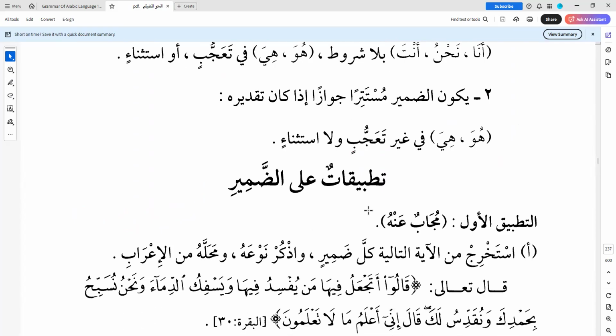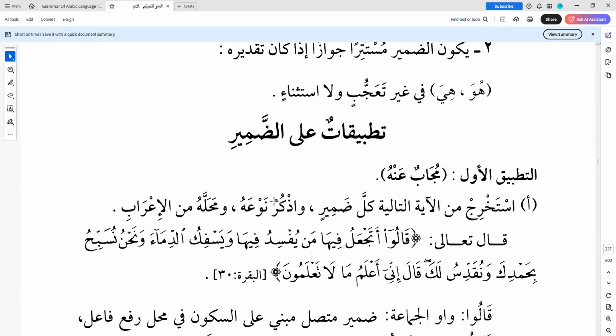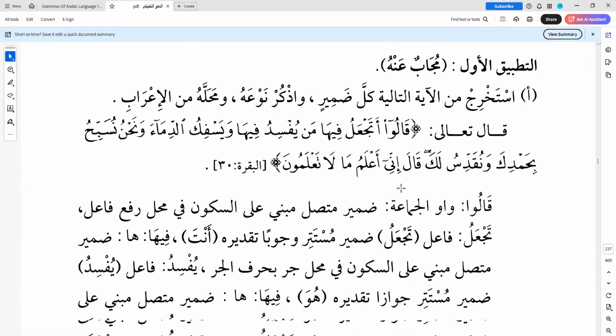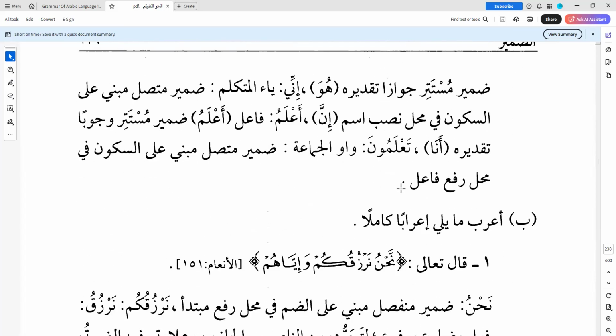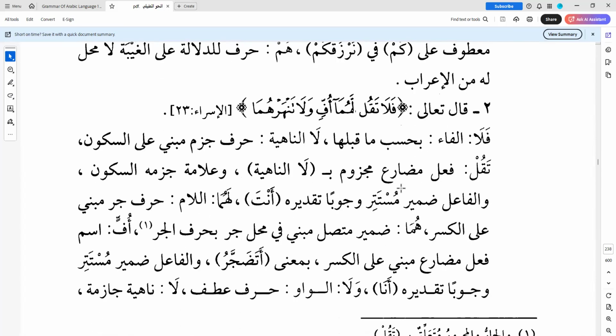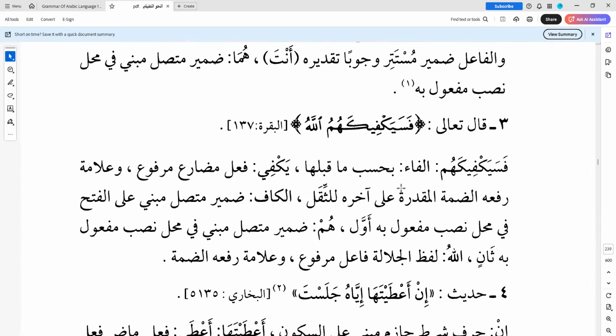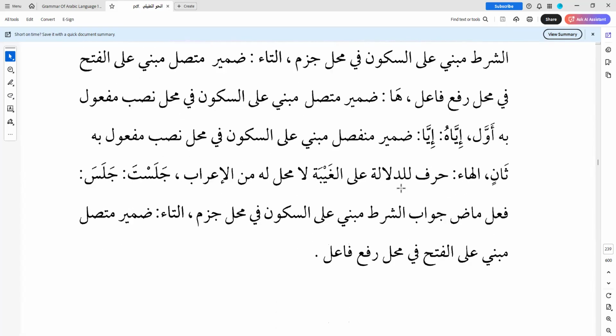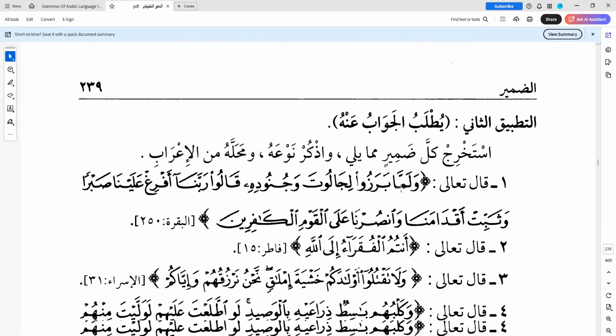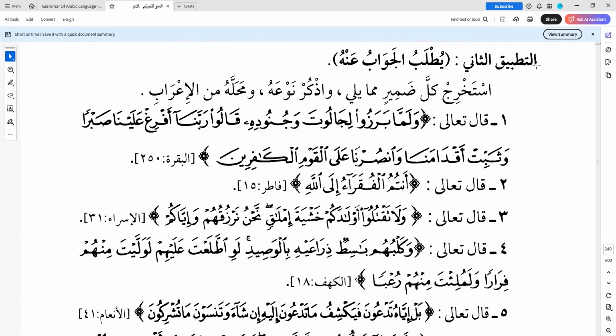What we have now is تطبيقات على الضمير. Practical examples on the ضمير that we have discussed. التطبيق الأول, you're going to have مجاب عنه. The writer has provided answers. And then another form of تطبيقات, practical examples, you are supposed to provide the answers yourself. So I hope you have time to go through them. Now, this is the second one. التطبيق الثاني يطلب جواب عنه. Right? They demand answers from you. You're going to go through it.